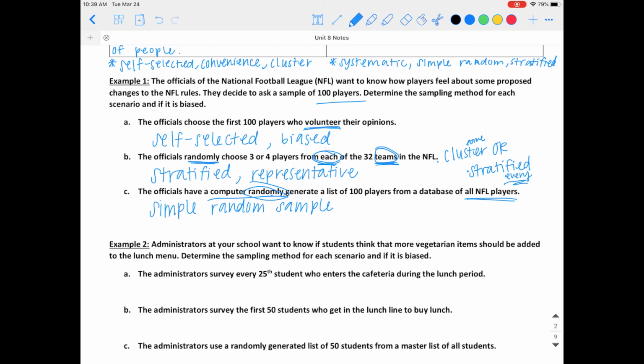Okay, and this simple random sample is going to be representative because, if we're randomly picking people from the entire list, we're going to get a wide variety of people. Everybody has the same chance of being chosen from the list with this method.